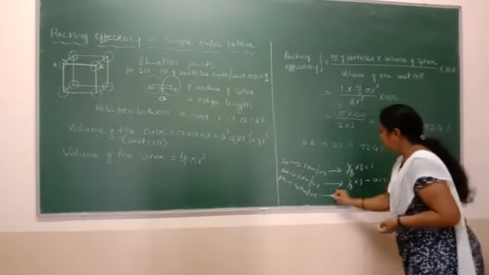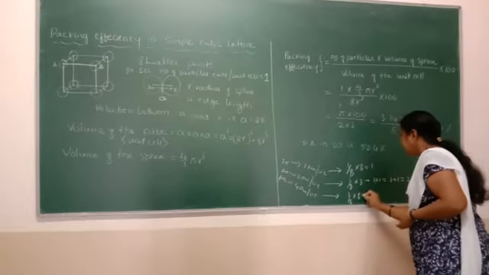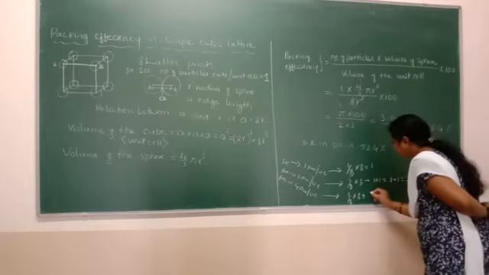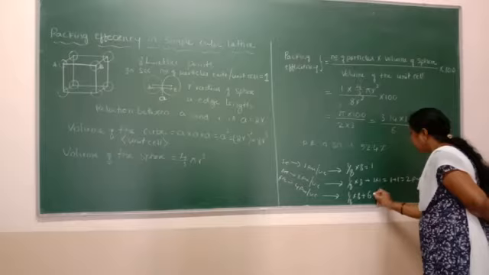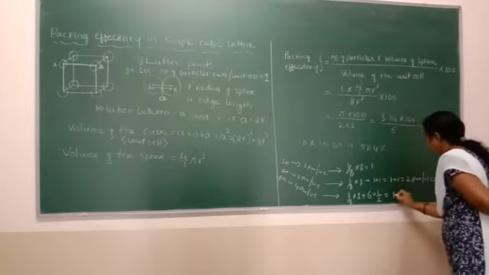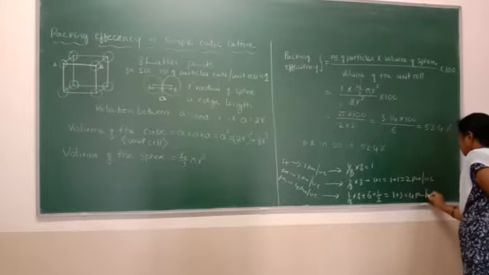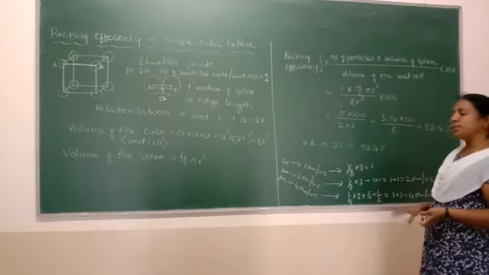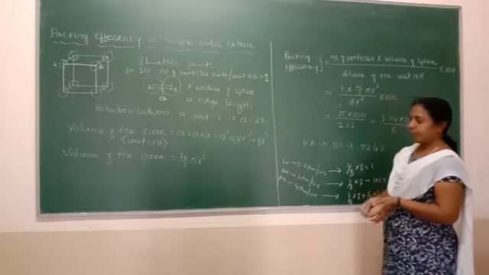In FCC, along with the corner particles, there are also face-centered particles. There are 6 face-centered particles and the share is 1 by 2. So 1 plus 3 is equal to 4 particles per unit cell. This is the calculation of the number of particles per unit cell in simple cubic, BCC and also FCC.